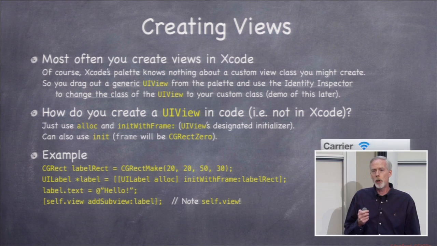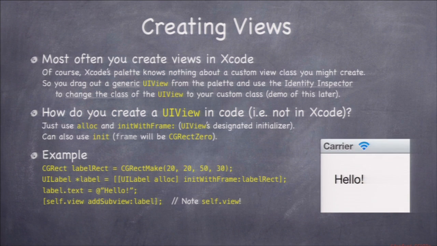So here's an example of creating a UILabel in code. You see I said UILabel init with frame. I gave it a rectangle. That's in the superview's coordinate system. And then I addSubview that label to self.view, which is that top level view in my view controller. And so it ended up at 20x and 20y, and it's 50 wide and 30 high in my MVC's view, right? Now, you wouldn't probably ever create a label like this because you drag them out, but you might create your own custom view like this, right?